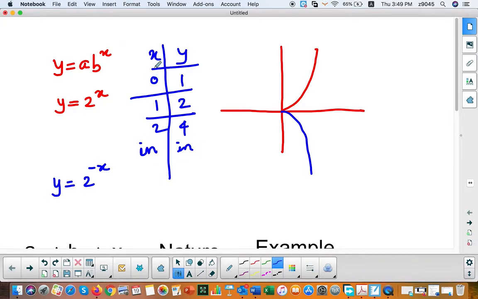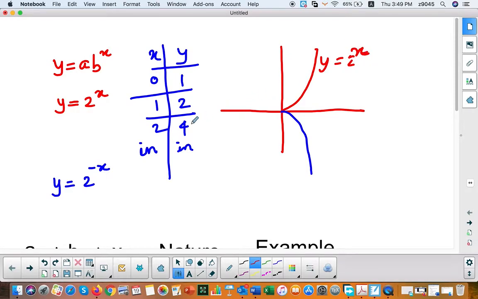Any such function where x and y both are increasing at the same time is considered an increasing function, and the graph corresponding to it is an increasing graph also. A rough sketch of the graph corresponding to y equals 2 to the power x is given by this red graph, which is y equals 2 to the power x.